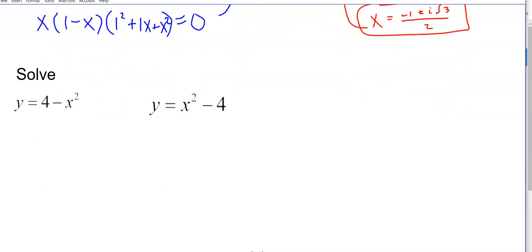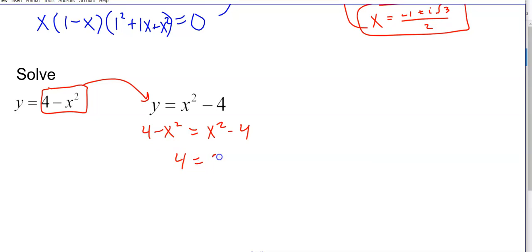Try this one. Well, this one, substitution, surely sounds like the best way because it's already solved for y. I'm just going to plug that in here for y into the other equation, right? So I get, let's see what happens, 4 minus x squared equals x squared minus 4. This one doesn't look as complicated. Let's see if this works. So I'm going to add x squared to both sides. 4 equals 2x squared minus 4.